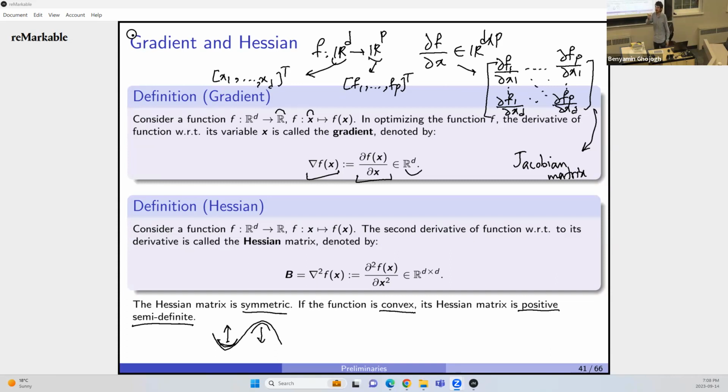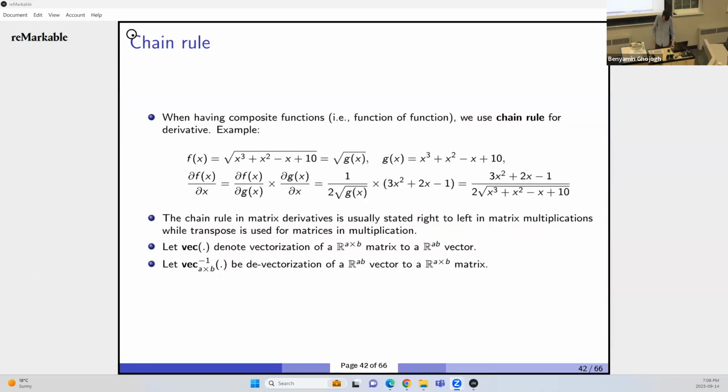Question? No? Okay. So chain rule, I think you know chain rule, right?